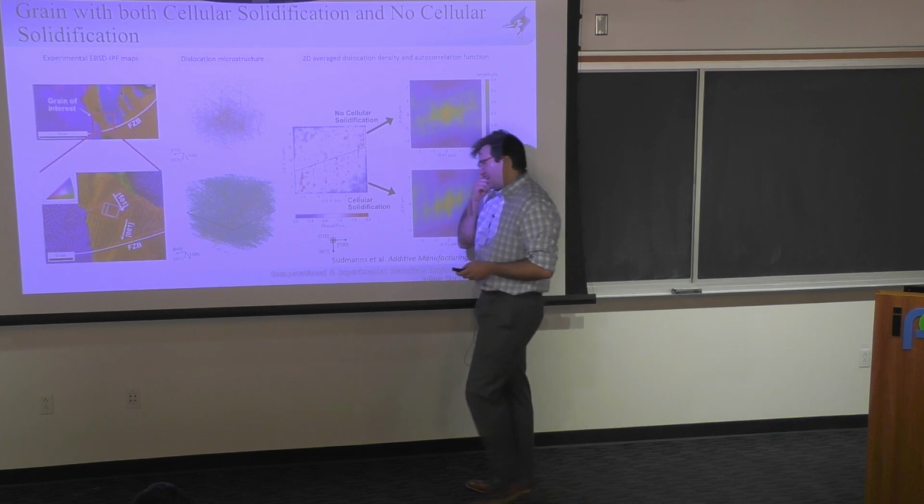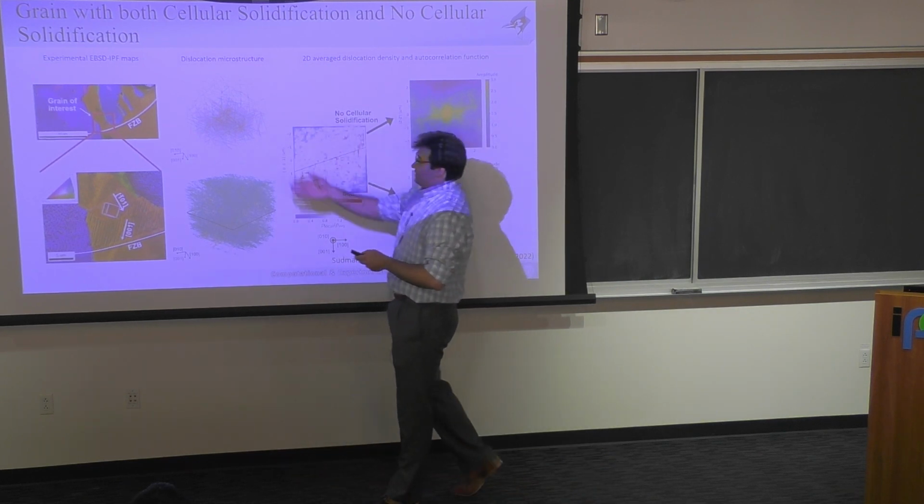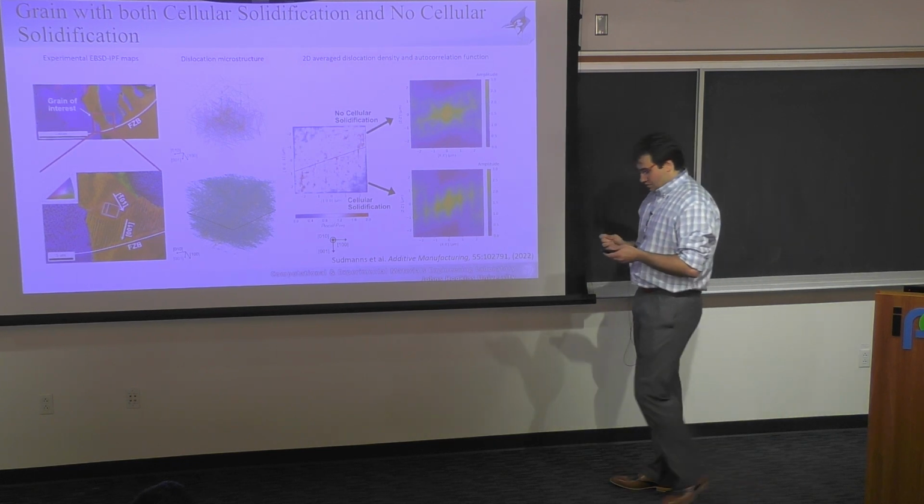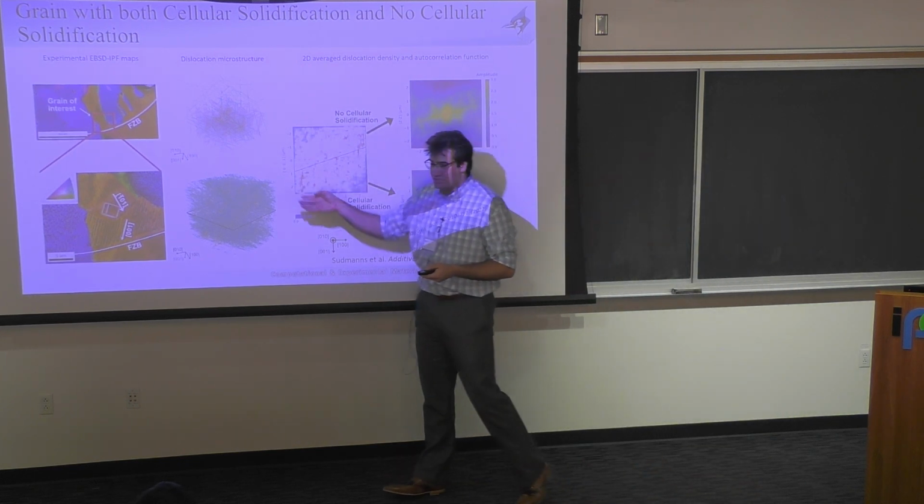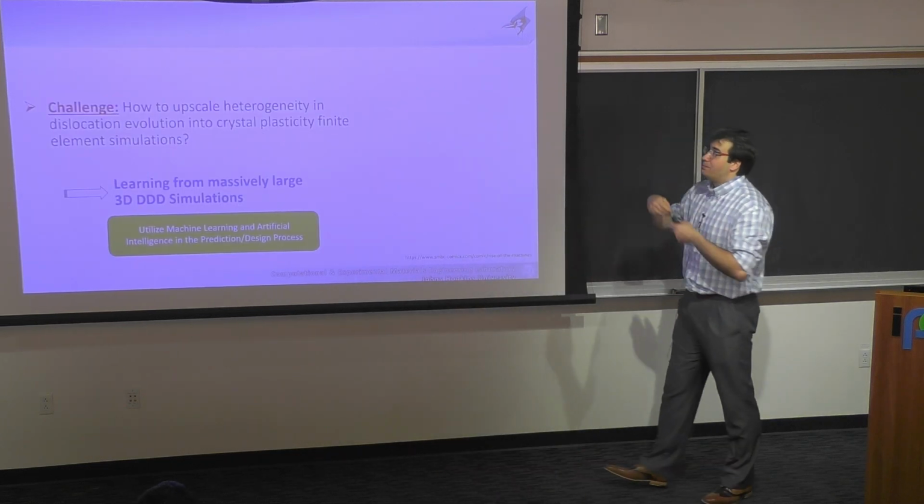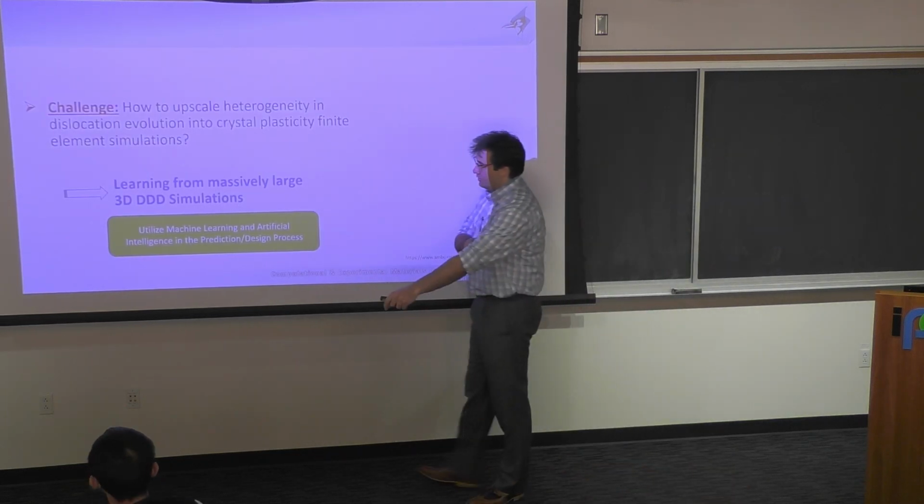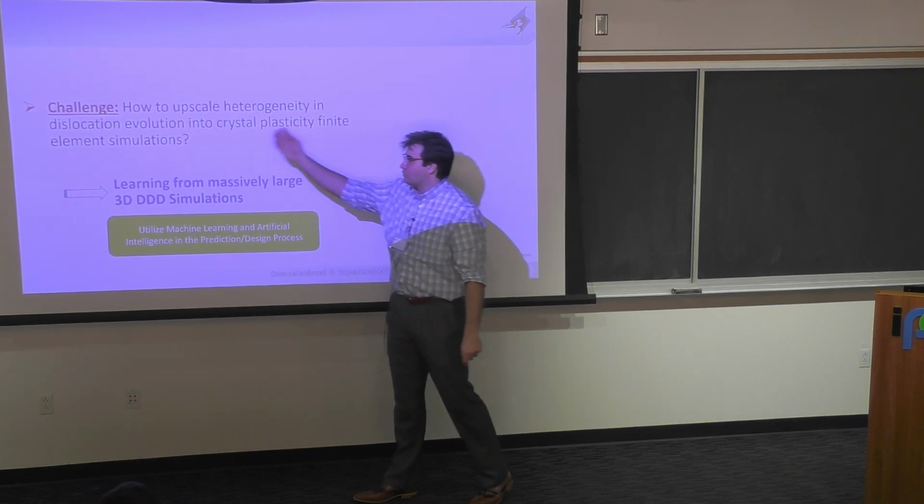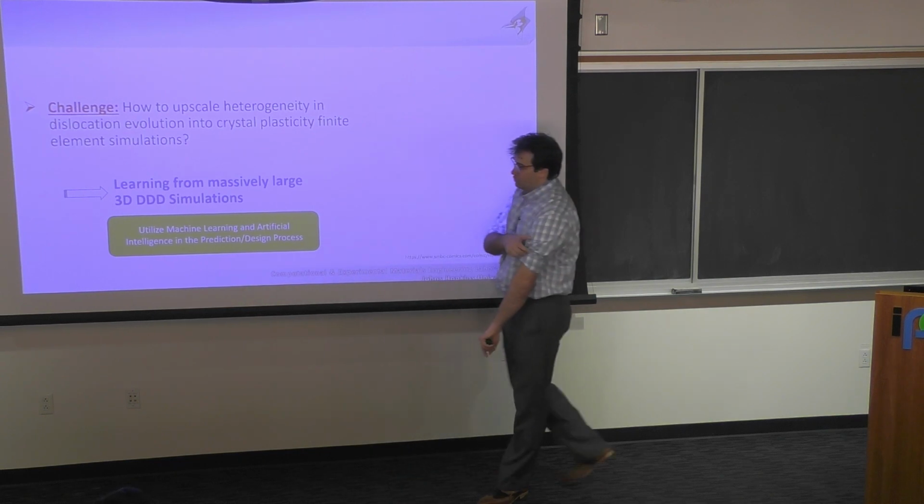Okay, so here's the challenge. All of this is quite nice. I think it's quite nice. Good predictions and all. But the bigger question of why we actually started down this route was to be able to upscale that information, upscale that heterogeneity in the dislocation evolution, and the heterogeneity in the internal stress states into crystal plasticity. So how do we actually do that?